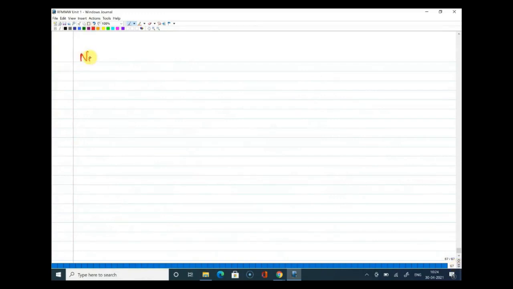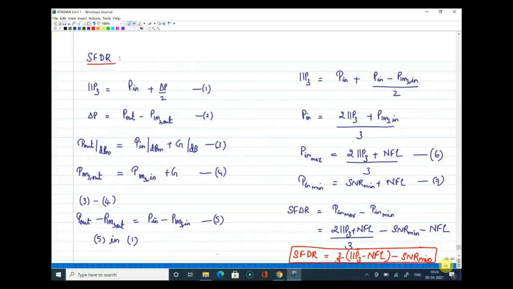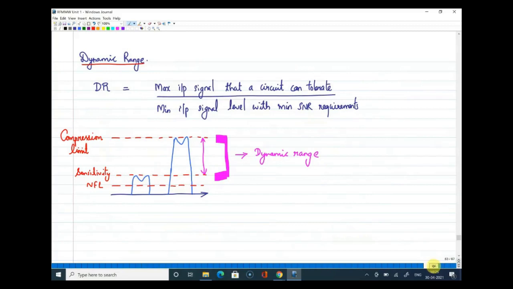I'm just completing this noise figure calculation. So any doubt in the previous derivation that I have done? All right. So the question is, what is the purpose of finding SFDR? So Parth, I hope you were there in my previous class, yesterday's class. Yeah. So you have seen that.